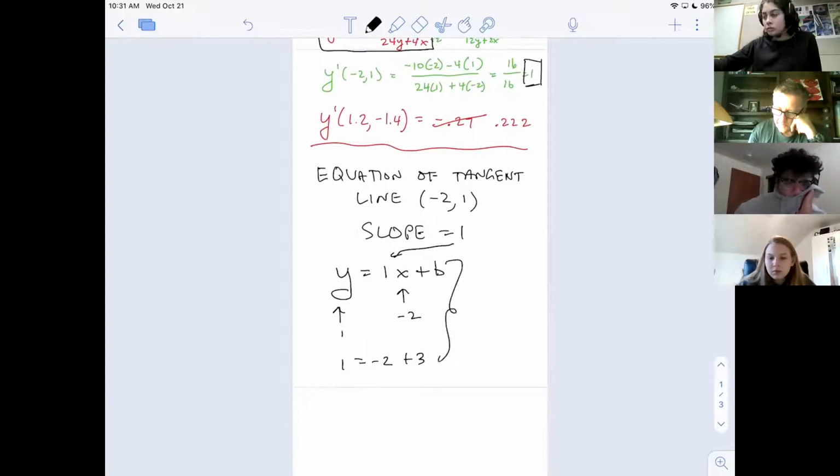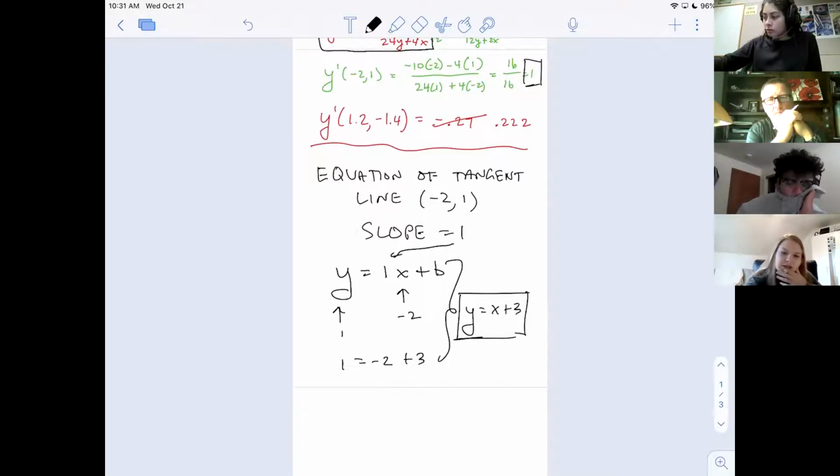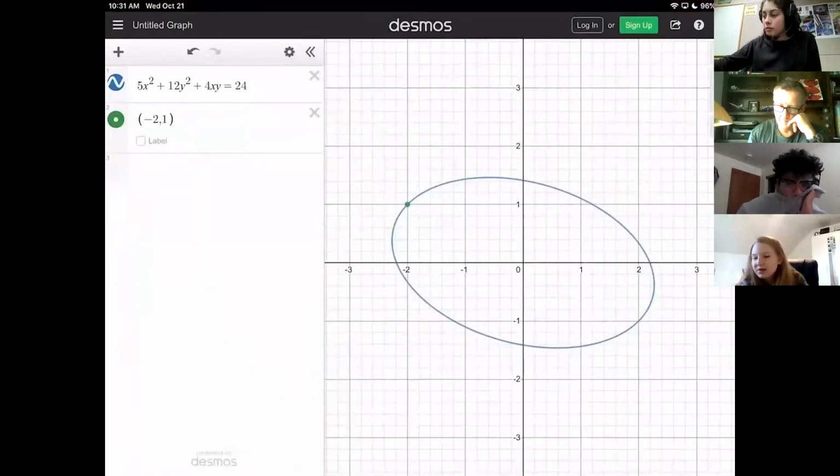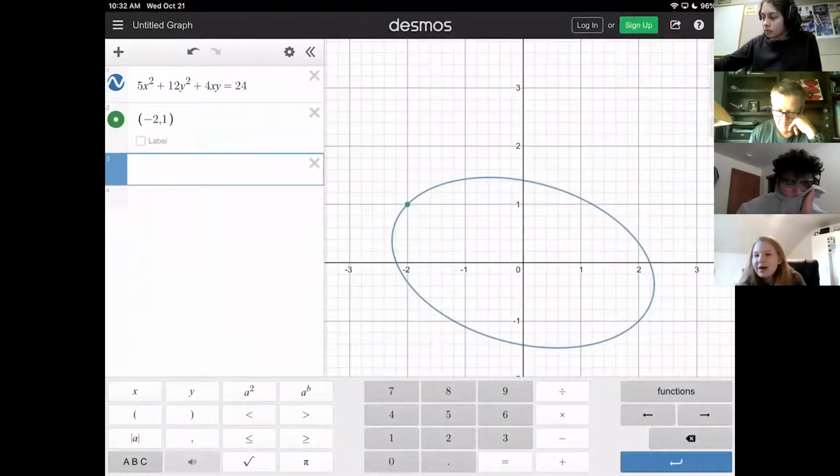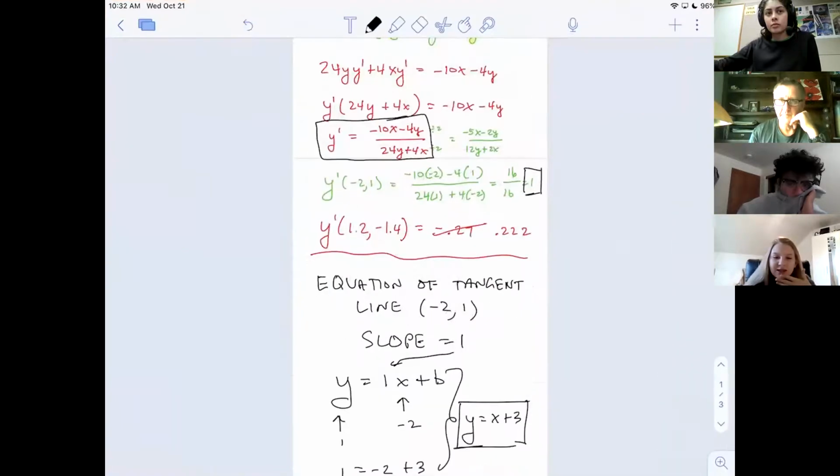So all of that says that I think my equation is y = x + 3. I do this differently than you. I find it really confusing whenever I use b. So I plug in y minus the y value equals the slope times x minus the x value. Yep. So that's the same thing, right?